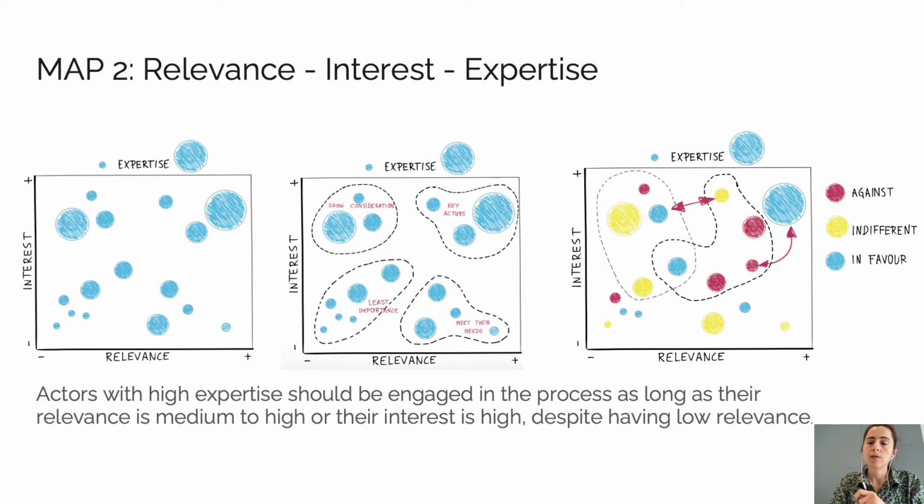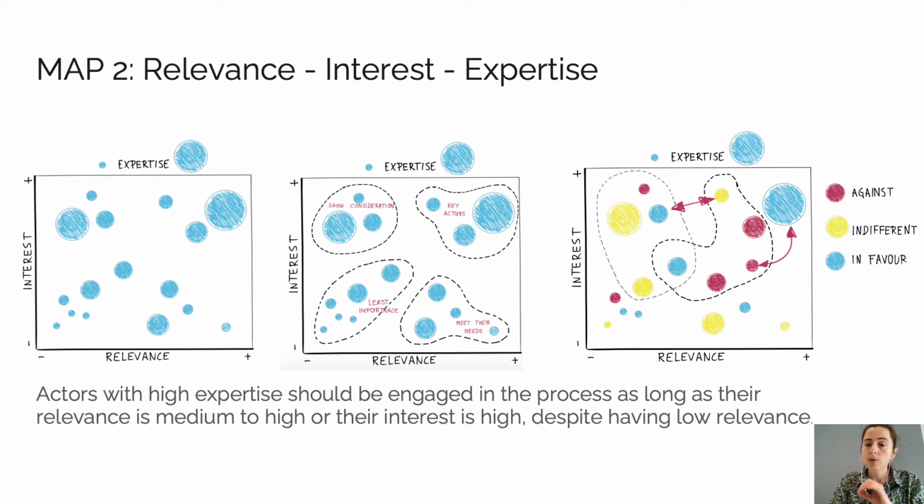Now, again, from the relevance map, pick out those actors with medium to high relevance, which is, as we mentioned, red and yellow areas, and use those actors to map the expertise relevance matrix.